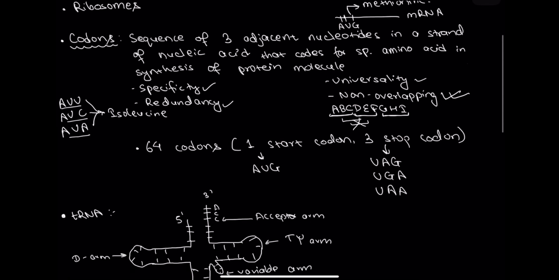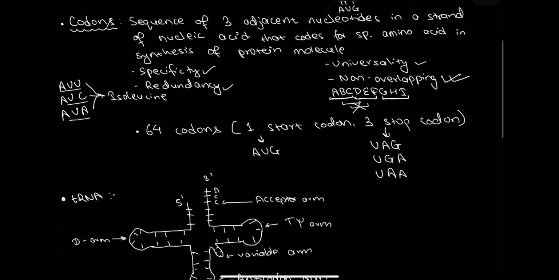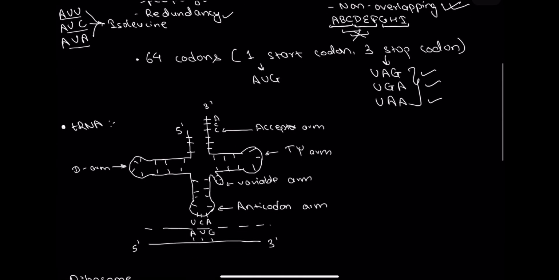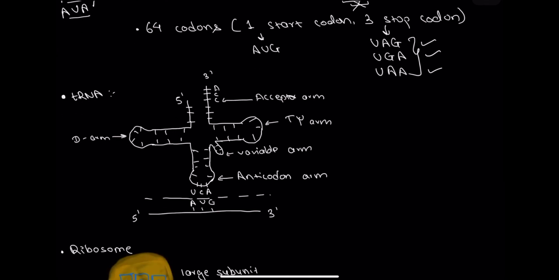There are a total of 64 codons. One is the start codon, that is AUG, and another three are the stop codons. The three stop codons are UAG, UGA, and UAA. Now let's learn about the structure of tRNA.